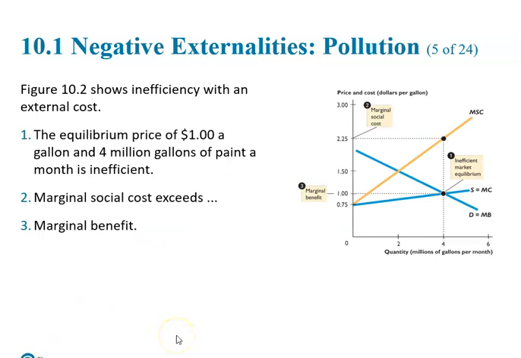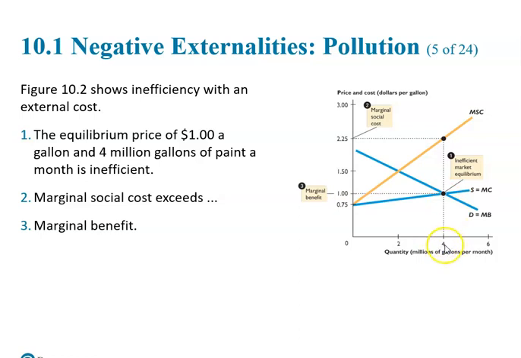So this figure shows the inefficiency which arises because of an external cost. The equilibrium price at the production of 4 million gallons is the price of $1 over here. And that is simply because there is the intersection of our private marginal cost and the demand curve, and wherever these two combine, that will be the production that the producer will want to be at.